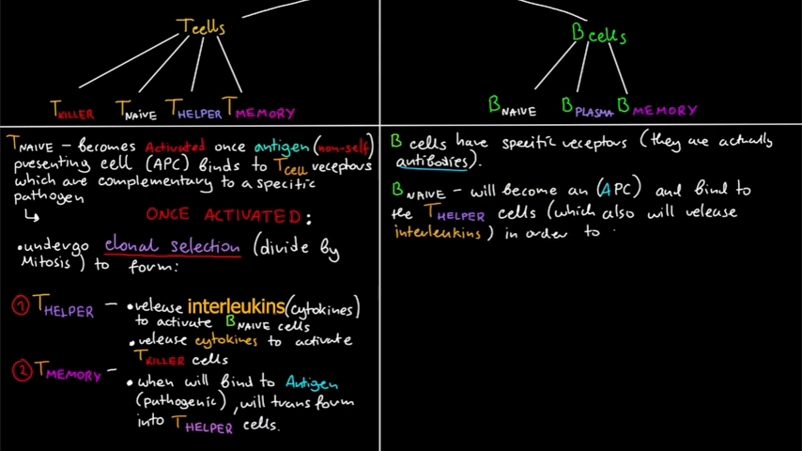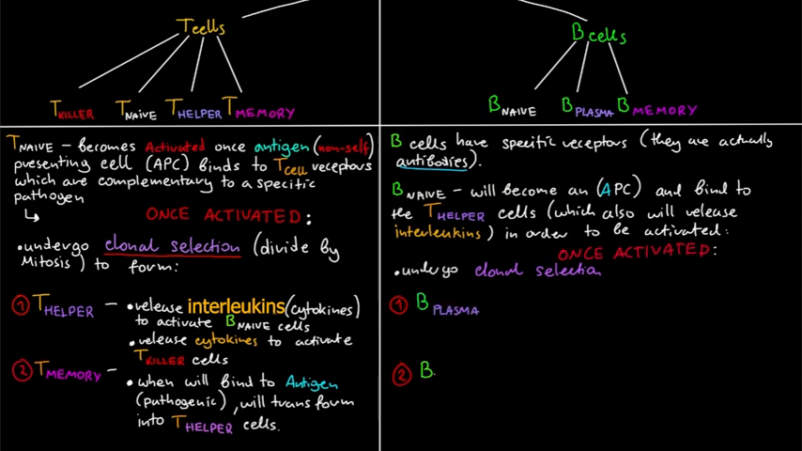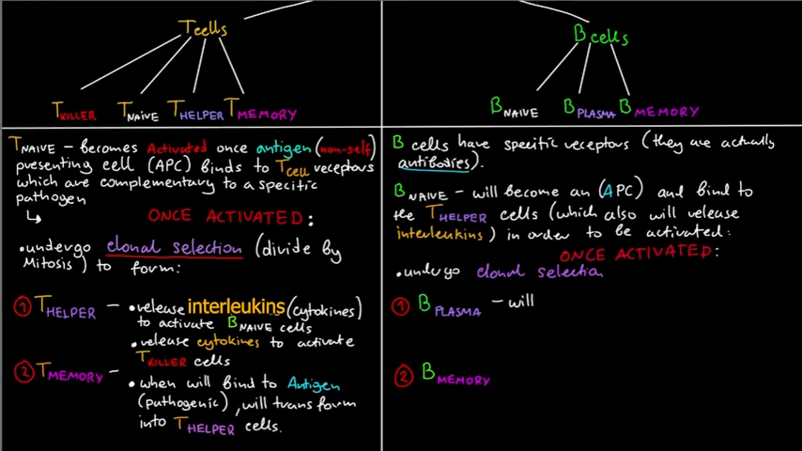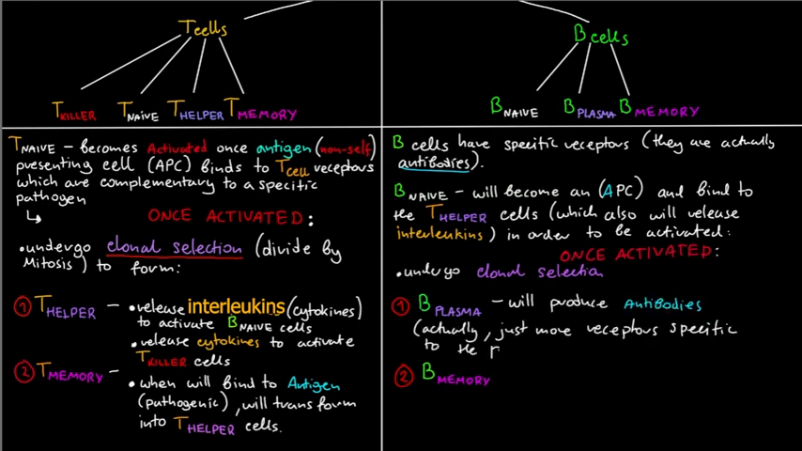When a B naive cell becomes an antigen presenting cell after engulfing the pathogen, this process is involved in the activation of the B naive cell. Then our B naive cell will undergo clonal selection and produce B plasma and B memory cells. B plasma cells, or B effectors, will produce antibodies. They will simply synthesize more antibodies and release them out of the cell.